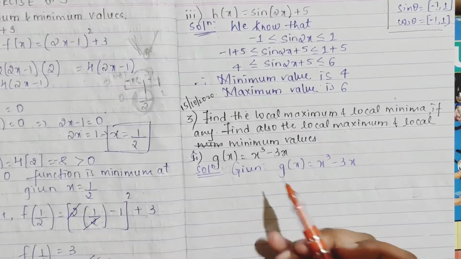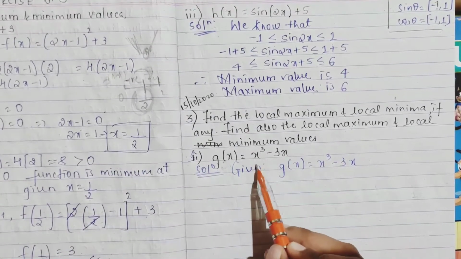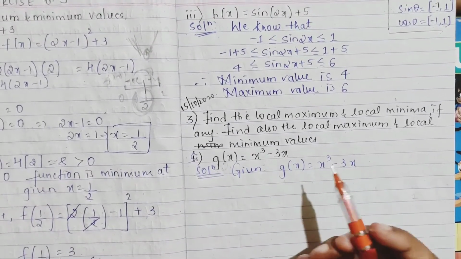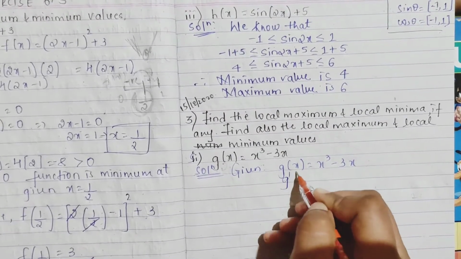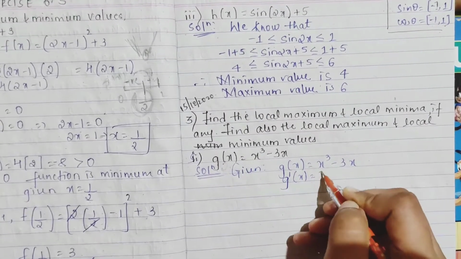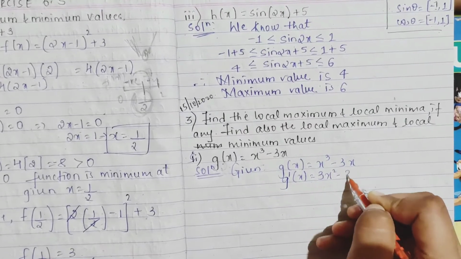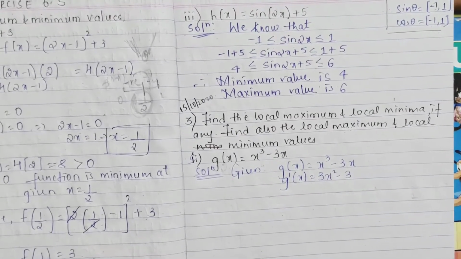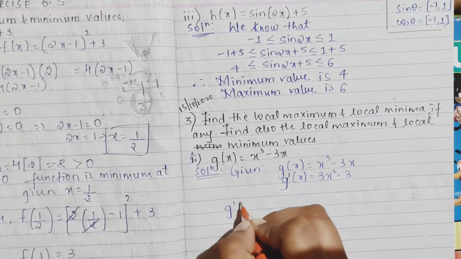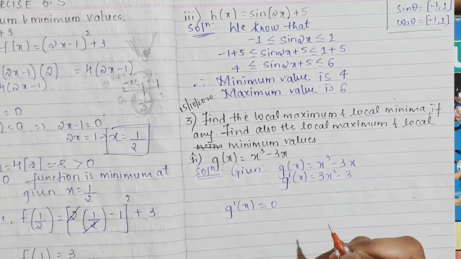Okay, so see, second one I have taken g of x equal to x cube minus 3x. So given, what we have to do first, g dash of x, right? First differentiating, so you get x cube becomes 3x squared, minus 3x is 3. Now what you have to do is equating g dash of x equal to 0.